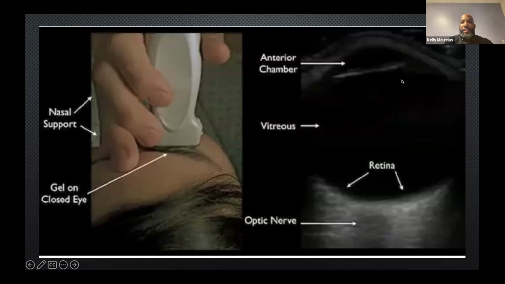Okay. On the right-hand side of the screen, you'll see the normal anatomy that you should be looking for: your anterior chamber, your vitreous body, as well as your retina, which is posterior, and your optic nerve sheath, which is this hypoechoic band right posterior to the retina.